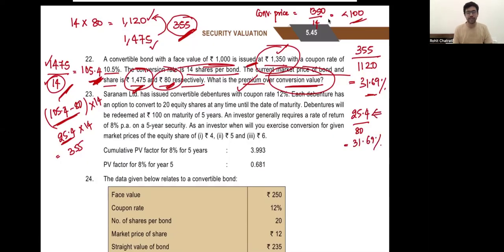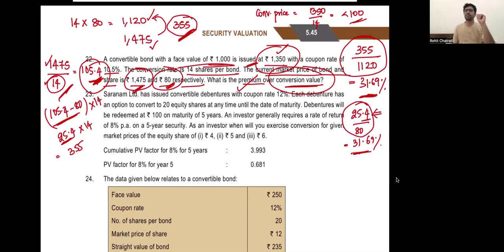I'm paying an excess of 25.4 on a base of 80. So this should also be equal to 31.69, which is the same as what we calculated above. The only difference is that over here, we are calculating it for 14 shares, and over here, we are calculating it on a per share basis. Can you just quickly do 25.4 divided by 80 and confirm whether it's 31.69 percent? 31.75. That's because we took 105.4 as rounded. If we had expanded it, it would have been 25.39 or something, and it would have been 31.69 percent exactly.